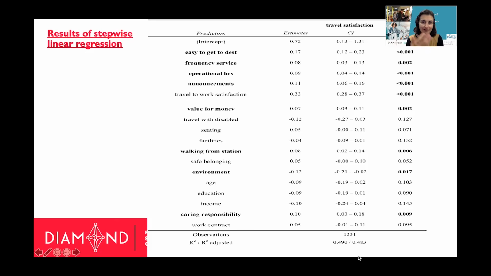of satisfaction. And we found that, obviously, ease of getting to the destination, frequency of service, operational hours, and real-time information provision, like announcements, were significant factors, as well as walking from the station to the destination, value for money, and the environment, which means rural or suburban, and caring responsibility. So the fact of people having caring responsibility added a difference in the prediction of satisfaction.